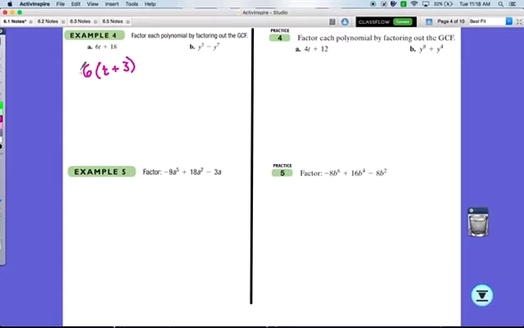And just think about it. We can check it by distributing it back through. 6 times t is 6t. 6 times 3 is 18. But that's what it means to factor out the polynomial.